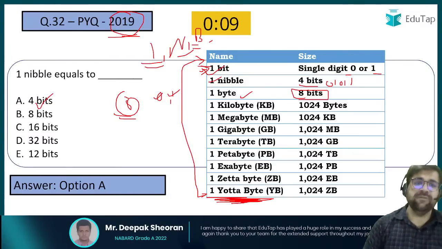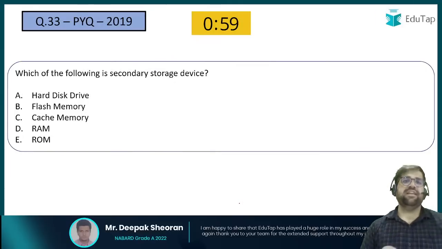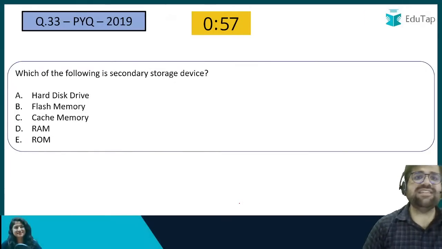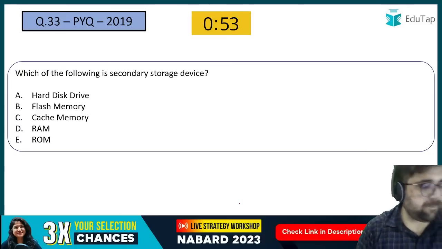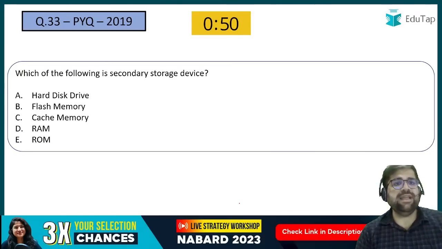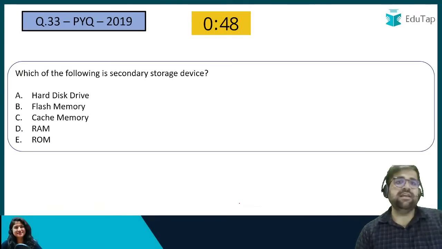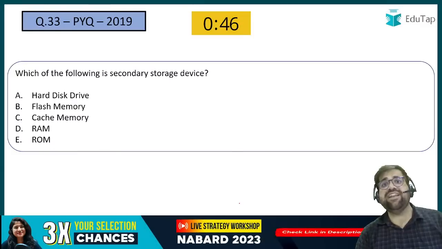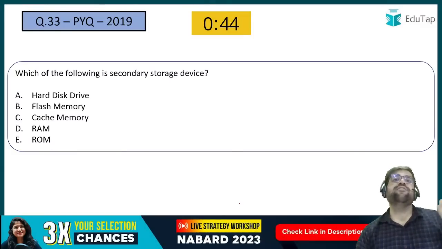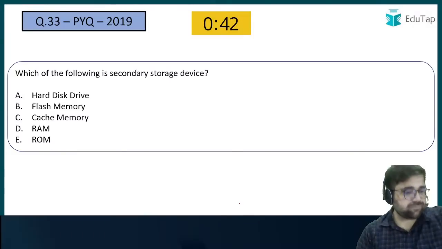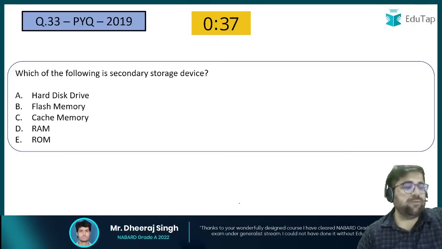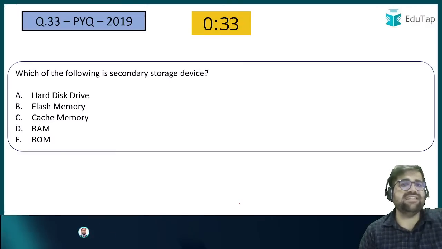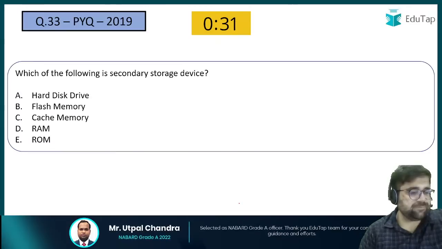Okay, chalo. Question number 33. Which of the following is a secondary storage device? Again, taken from your 2019 paper. Which of the following is a secondary storage device? Secondary storage device. Secondary means what? That you are giving something from the outside. Secondary means something which you are giving from the outside. Question number 33. Which of the following is a secondary storage device?